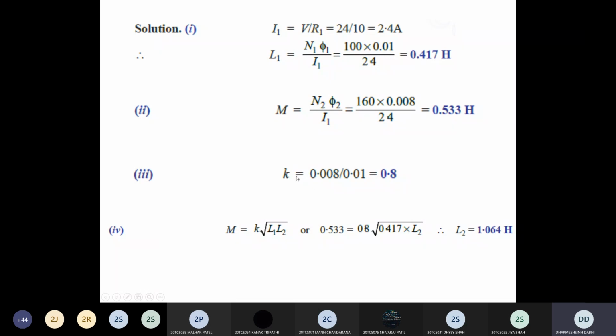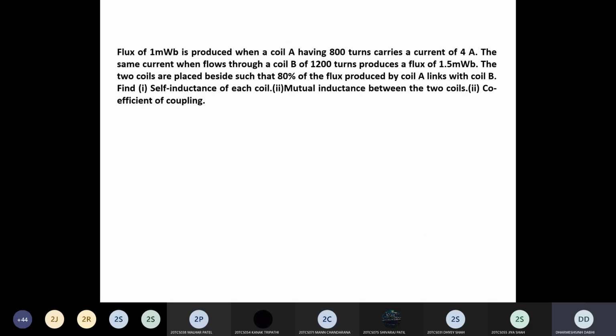So that's why here the flux of coil 1 is given and the flux of coil 2 is given, which links with coil number 2. So we find it by this equation. Otherwise, if L1, L2 and M are given, you can use the other equation. I hope it is clear to you. Now move on to the next example. Write down flux of 1 milliweber. Now from this example, you can clearly understand this. Okay, same concept used here.